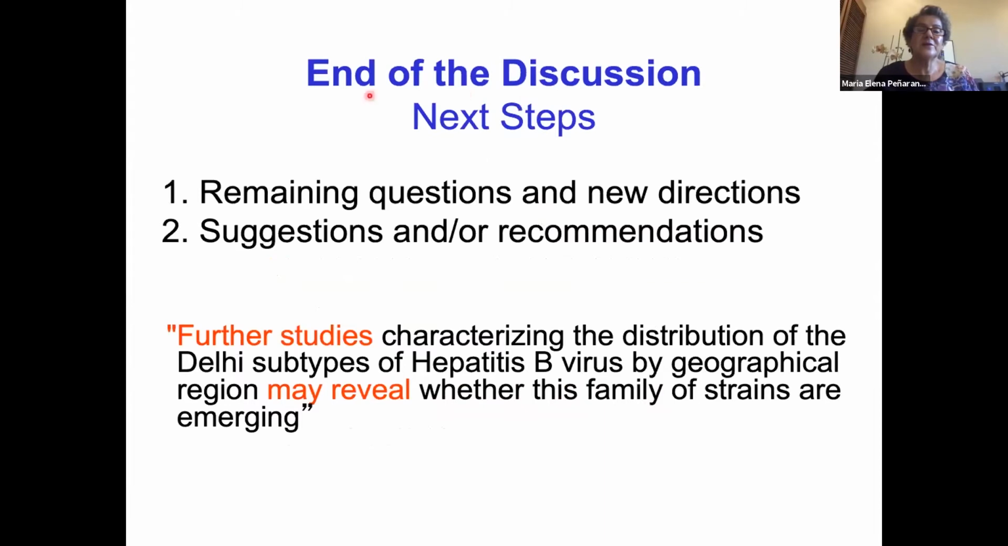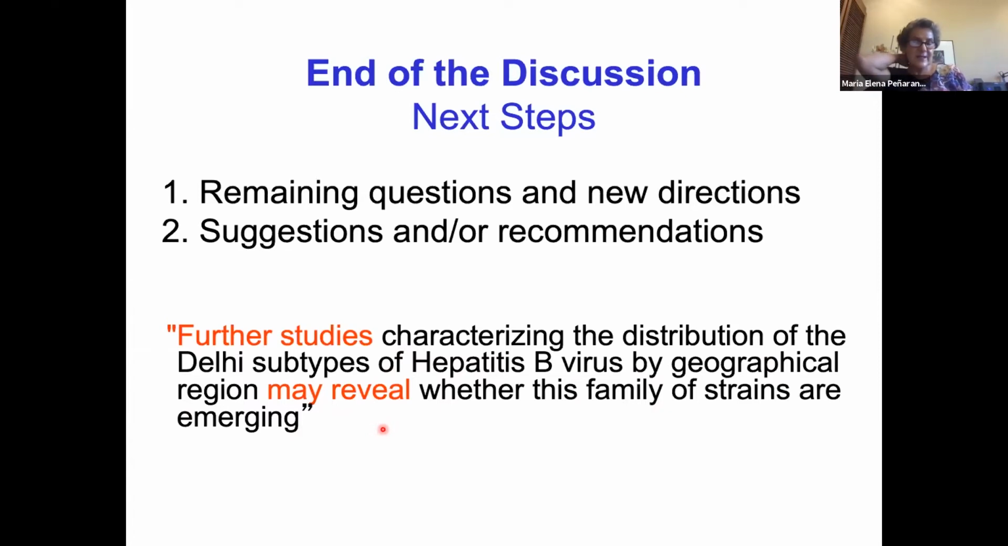So then you discuss what you're going to do next. What are your recommendations, remaining suggestions, directions, remaining questions that you didn't get to answer in the limited time and funds you had, and suggestions or recommendations for the future. There are many recommendations that I can see that the group has to continue with solving this problem. So you say, further studies characterizing the distribution of the hepatitis virus in geographical regions might reveal whether these family strains are emerging. So this is very important.